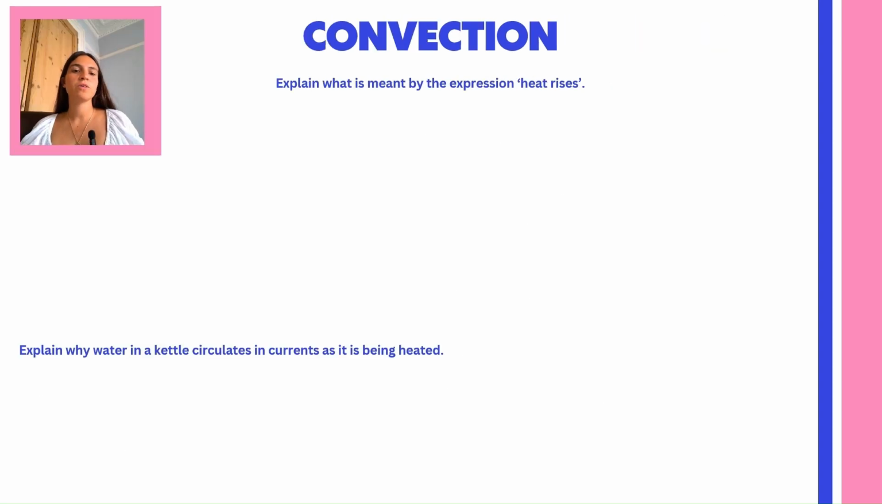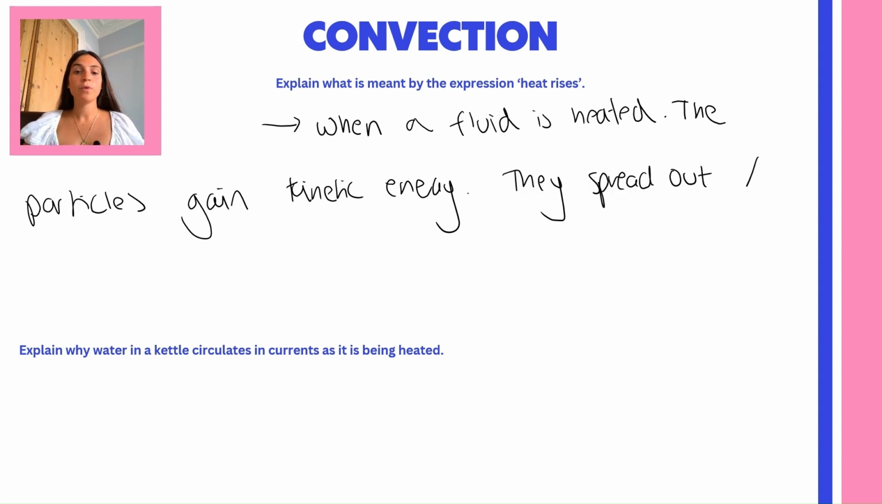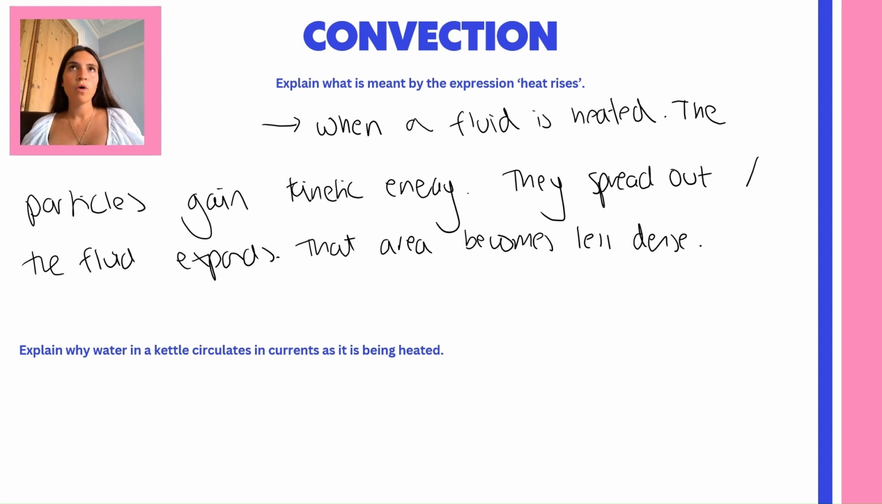Okay, explain what is meant by the expression heat rises. So when we heat a fluid, what we are doing is we are giving the particles in the fluid kinetic energy. So they gain this kinetic energy, they move around more, which means that the particles start to spread out. Or another way of expressing that is saying that the fluid therefore expands. What that does is means that that area of fluid that you have just heated will become less dense because the particles are all now further apart from each other.